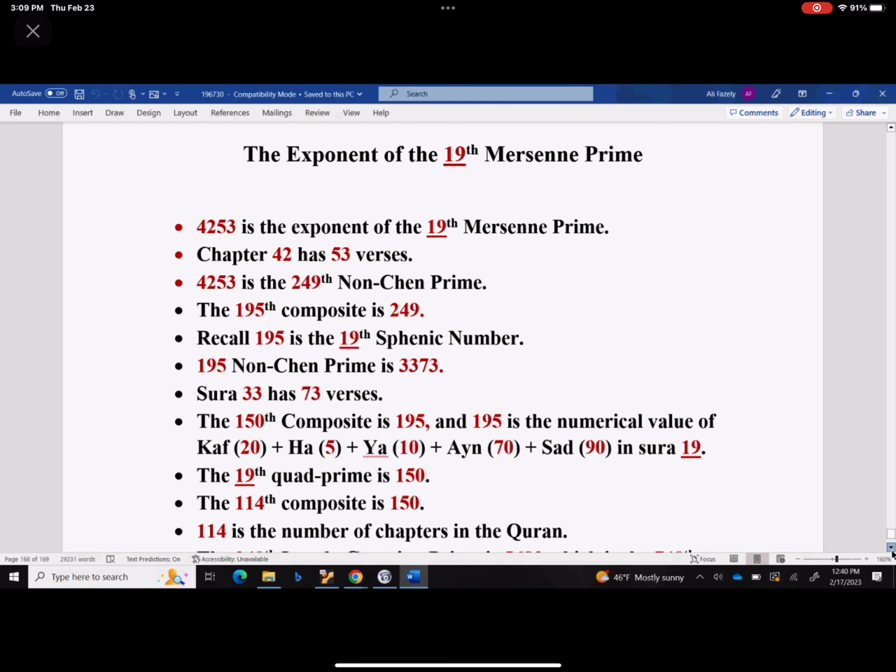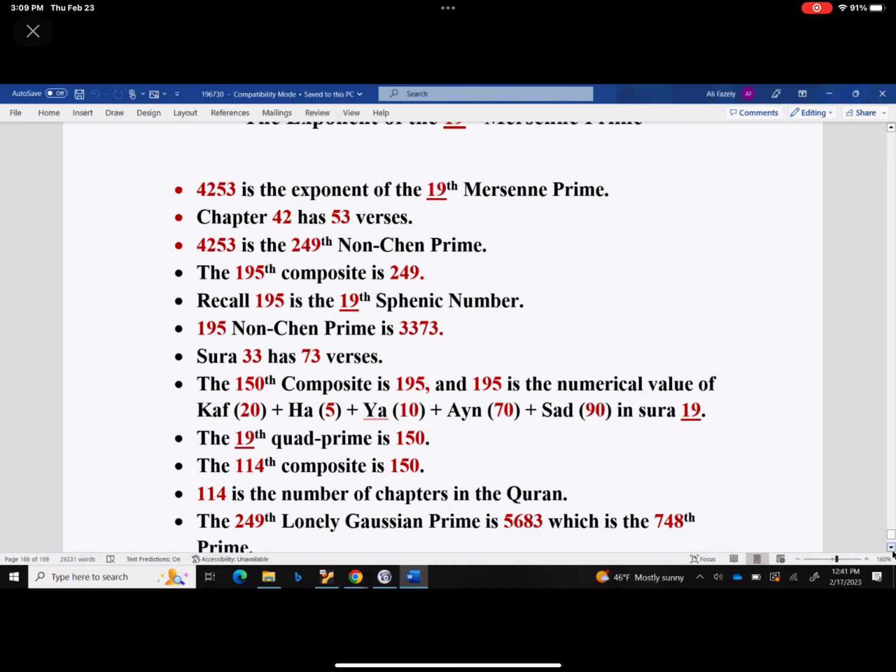The 195th Non-Chen Prime is 3373. Chapter 33 has 73 verses, so it connects 42 to chapter 33. The 150th composite is 195, and 195 is the numerical value of Kaf, Ha, Ya, Ain, Sad in chapter 19. Again, I put an underline there. But the 19th quad prime happens to be 150. Over it is 19. That's what God is telling us.